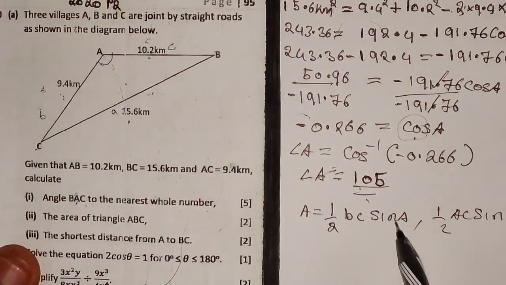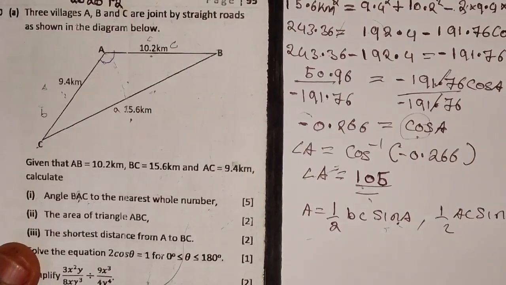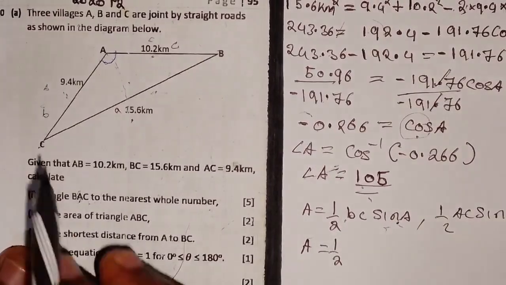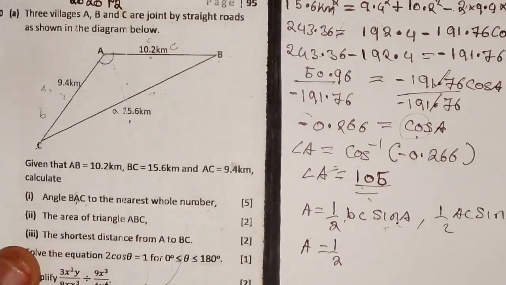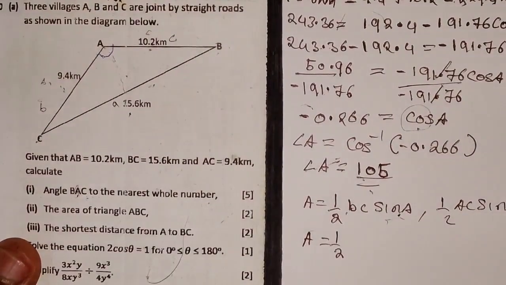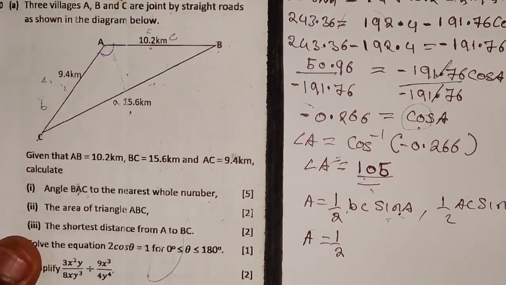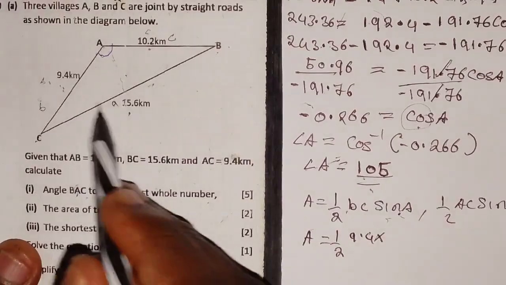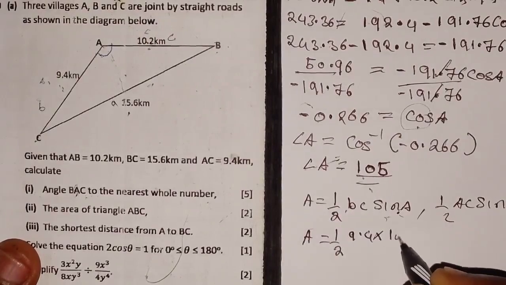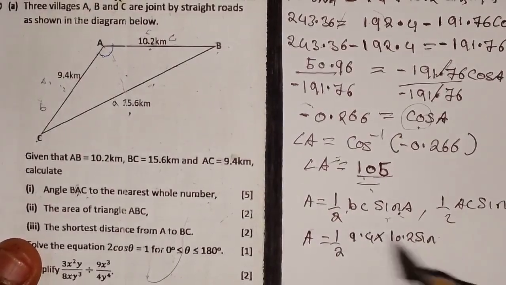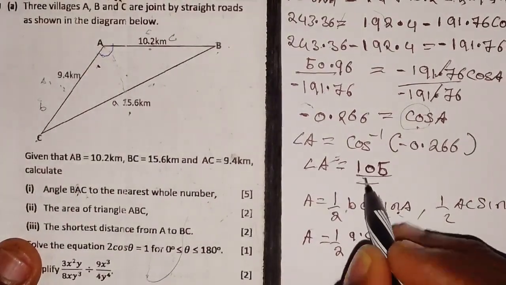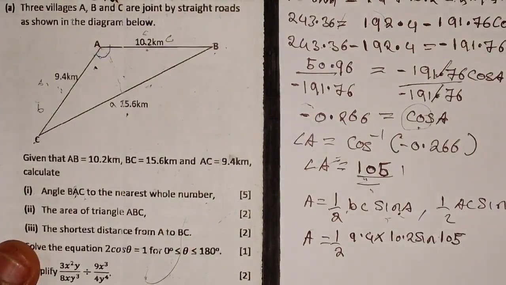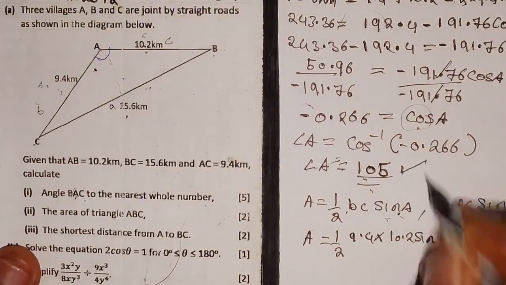So in this case, we have angle A, so we're going to use this one. So we are going to have A is equal to 1 over 2. What's our B? Our B is 9.4. Remember what we said about the small letter b and the big letter B. So we are going to have 9.4 multiplied by our C, which is 10.2, isn't it? 10.2 sine our angle that we found, which is 105. So you cannot get the second question if you have gotten this one wrong. So make sure that you get this one correct.